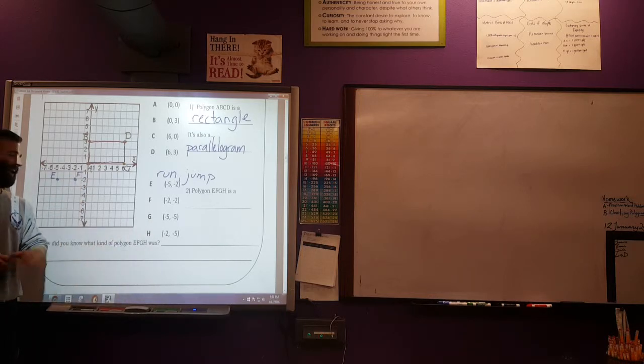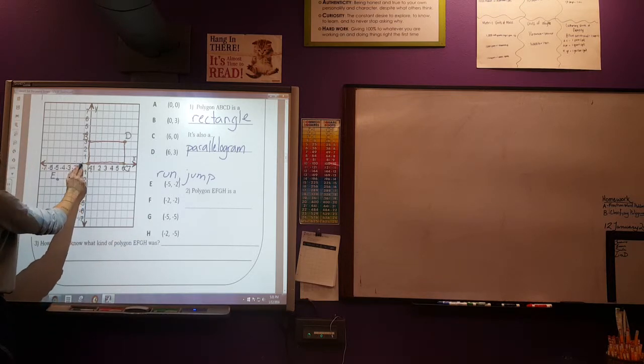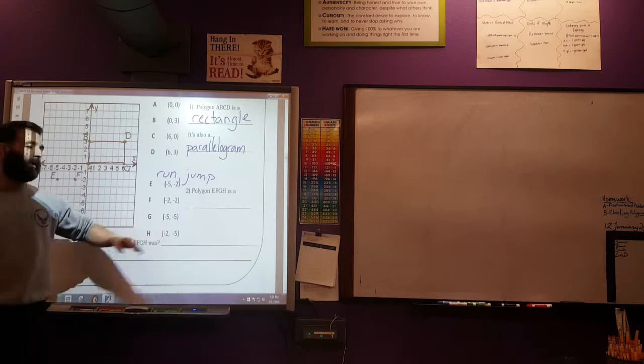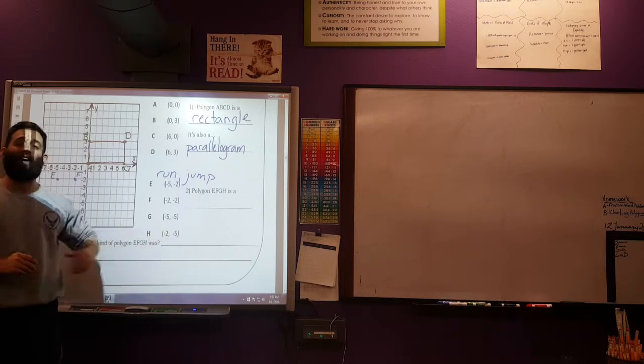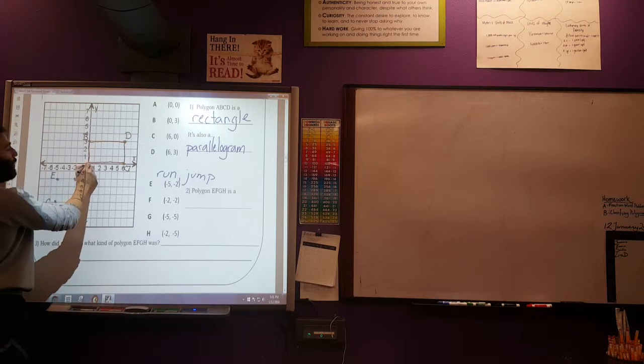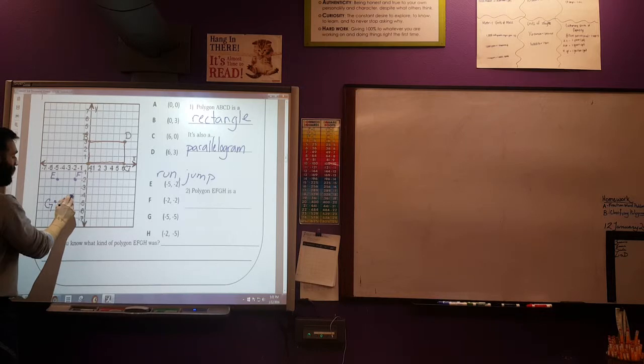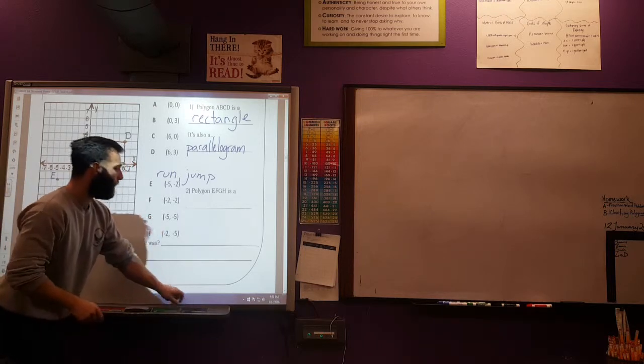Now point G is at -5, -5. So I'm going to run 1, 2, 3, 4, 5 and jump down 1, 2, 3, 4, 5. And that is my point G. Now my final point is point H. That's at -2, -5. So I'm going to run backwards 1, 2 and jump down 1, 2, 3, 4, 5. And I'm going to label this point H.